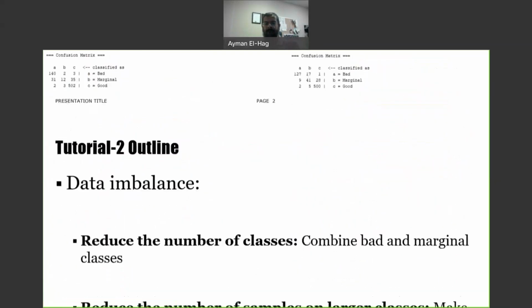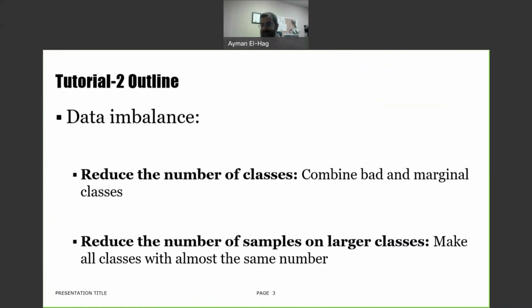Today, I will talk about two techniques. Very fundamental, very basic techniques that we can use to solve this issue of imbalance in the data. The first one is to combine or to reduce the number of classes. So there we have three classes. What if I combine the bad and the marginal? Can I do that? Why not?